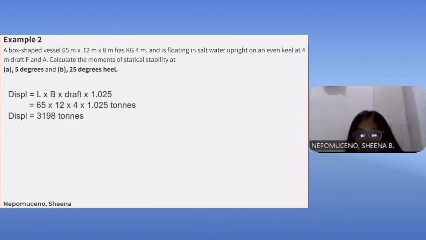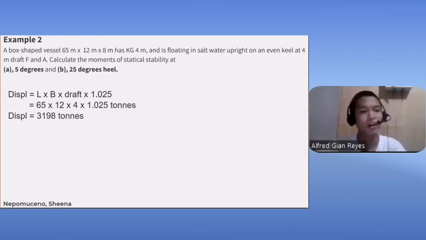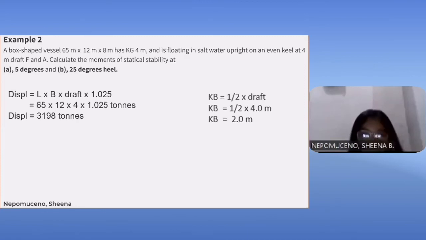So first we need to calculate the displacement, which has the formula of L times B times draft times the water density of salt water, which is 1.025. So the length is 65, the breadth is 12, and the draft is 4. Multiplied, we will get 3,120 tons. Then the answer will be multiplied by 1.025 salt water density, and we have a final displacement of 3,198 tons.